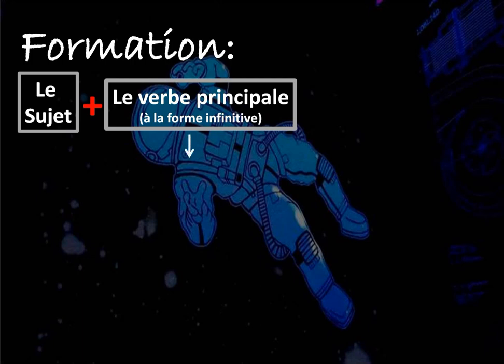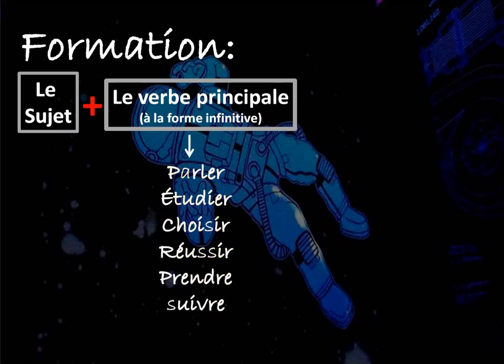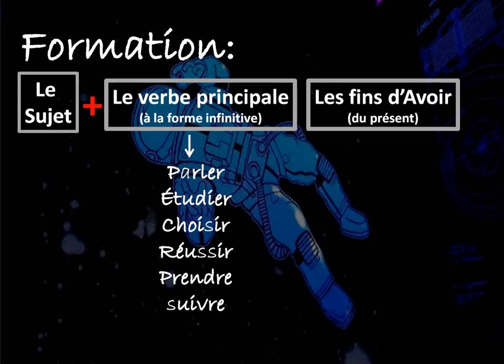For example, like the verb parler, étudier, choisir, réussir, prendre, suivre, all these are the infinitive form of the verb, means these are the names of the verbs. And then with this infinitive form of the main verb, we are going to add les fins d'avoir du présent. We are going to add the endings of the avoir taken from the present tense.